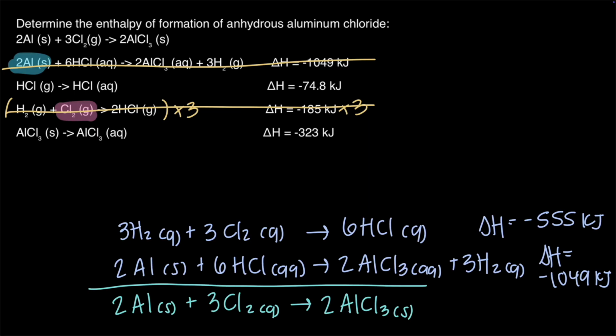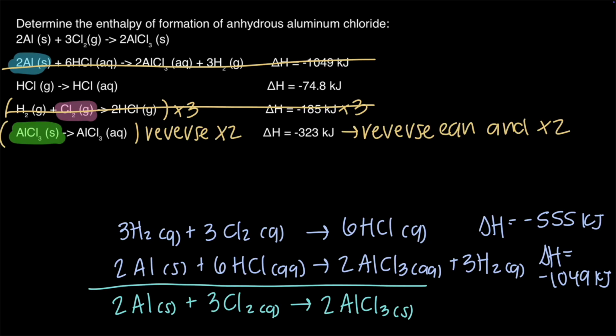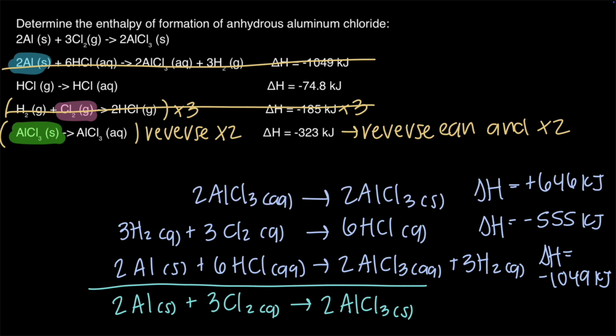The last piece is AlCl3, found only in the fourth equation. In the final equation, we need 2 on the product side. In the given equation, we have 1 on the reactant side. This means we need to both reverse the equation and multiply it by 2. The new equation will be 2AlCl3 aqueous forms 2AlCl3 solid, and the new enthalpy will be 2 times 323, giving us 646 kilojoules. We have a lot of intermediates that need to cancel.